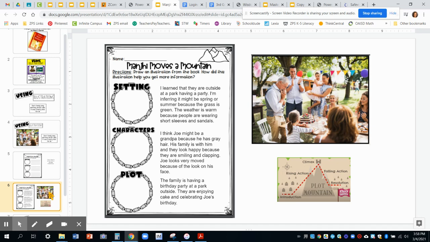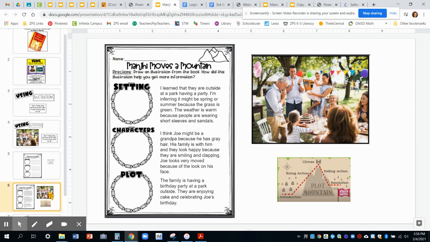His family is with him and they look happy because they're smiling and clapping. Joe looks very moved because of the look on his face. Look, he has his hands clasped together, right, kind of up to his mouth. He looks very appreciative. He's looking at his cake. He looks surprised. So maybe it was a surprise party.